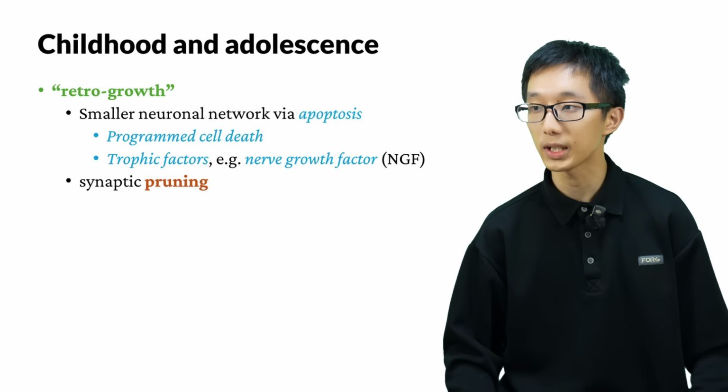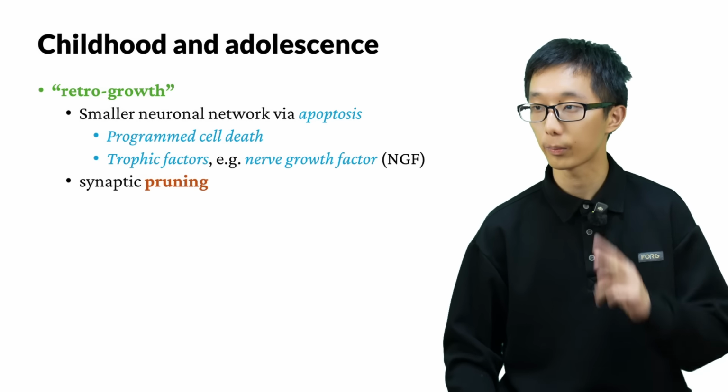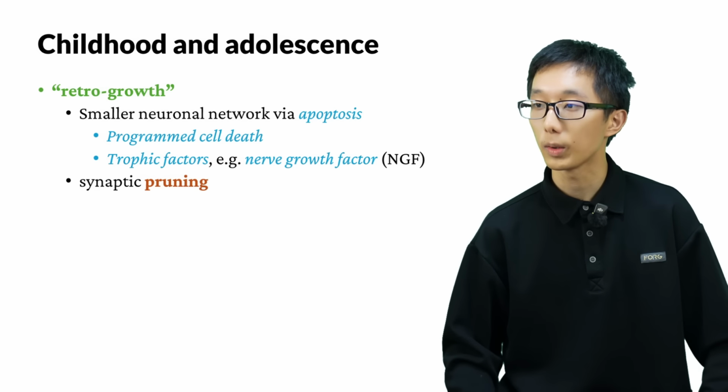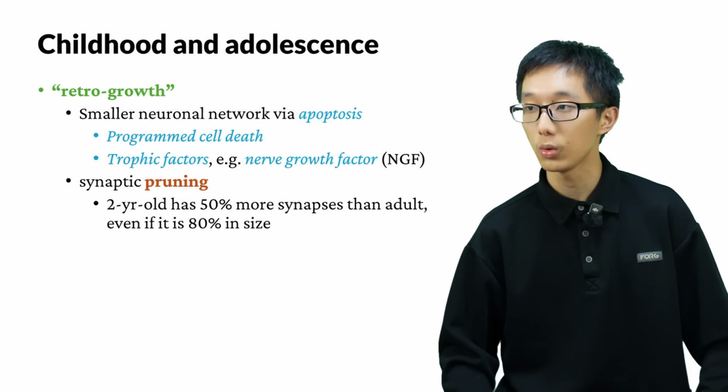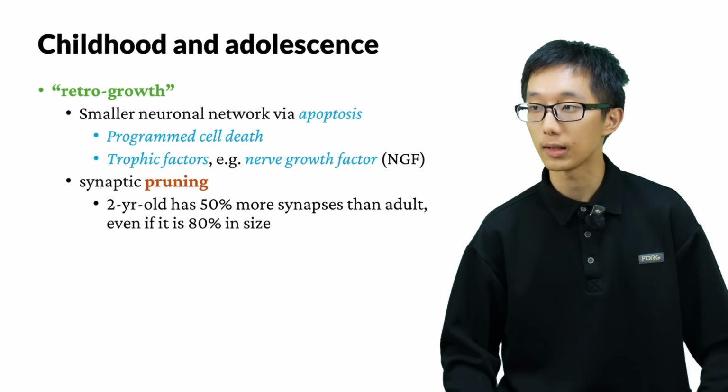There is also synaptic pruning. Just like pruning off branches from a tree, we prune off synapses from the axon. In fact, a 2-year-old has 50% more synapses than an adult, even though the cerebrum is only 80% the size of an adult's brain.